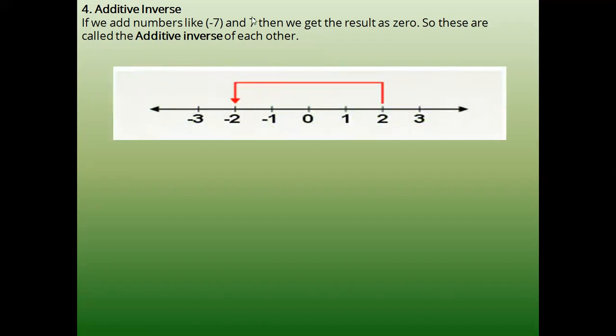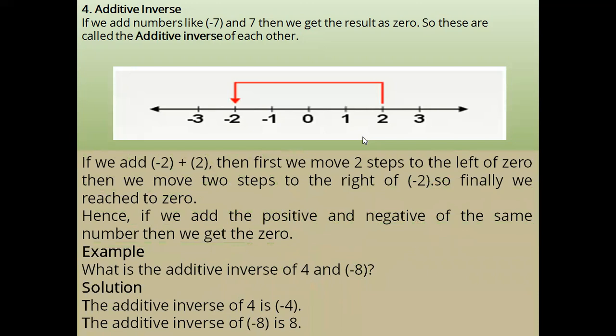Just see, 0 to minus 2, 0 to plus 2. Here we will get 0. And if we add minus 2 plus 2, then first we move 2 steps to the left of 0, then we move 2 steps to the right side from minus 2. So finally we reach 0. Hence, if we add the positive and negative of the same number, then we get 0.